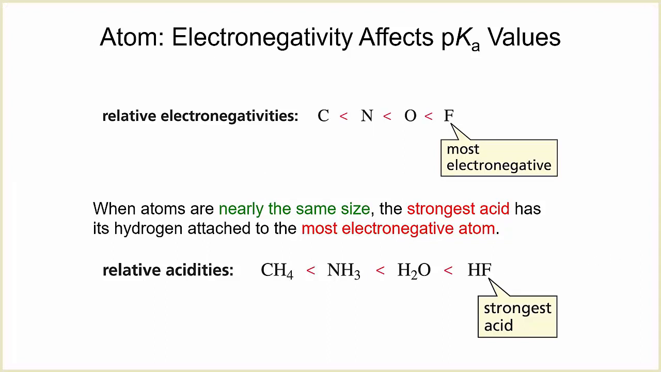So let's quickly talk about trends on the period, that is, going left to right. You'll notice what I have is carbon, nitrogen, oxygen, and fluorine. If you look at your periodic table, you'll notice that these elements are next to each other, left to right. Fluorine is the most electronegative, and so when it becomes an anion, that is, F minus, like this, right?